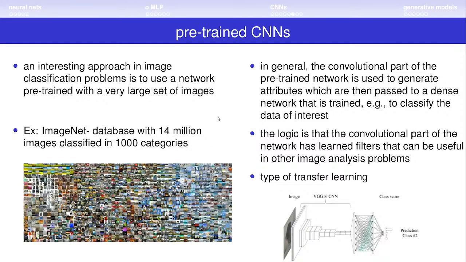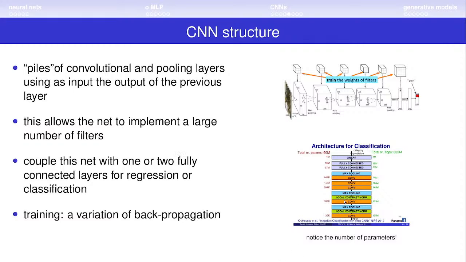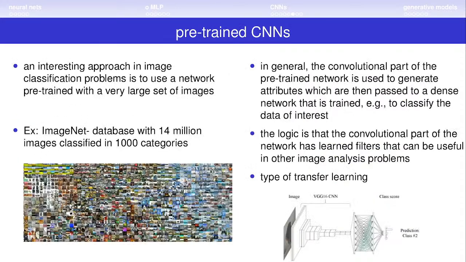A very interesting thing about neural networks is the following. And I'm presenting this here because very often, when we work with CNNs, we use pre-trained CNNs. What is a pre-trained CNN? We can train a neural network using an image database like this one I'm showing here, called ImageNet, which is a database that contains 14 million images classified in 1,000 categories. So, for example, we can use a network of this kind applied to ImageNet, this database here. And what we do is the following.